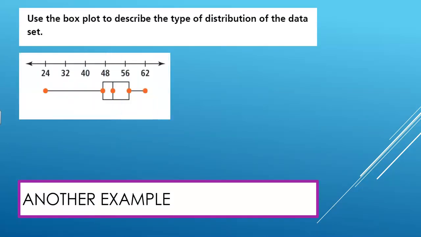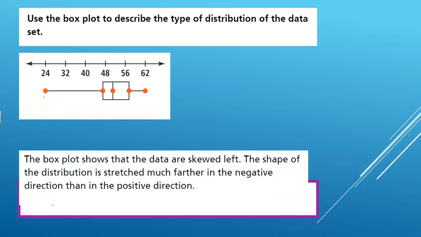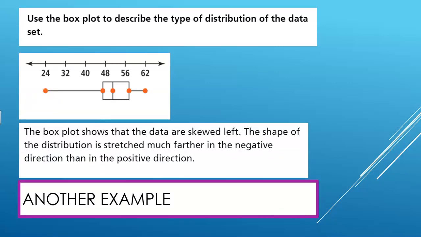Here's a box plot, and this is just another example. Notice you can kind of tell from the box plot, it has a long tail over here, that it's going to be skewed to the left. That's the negative direction. So the distribution is stretched much farther in the negative direction than the positive. Negative meaning to the left.